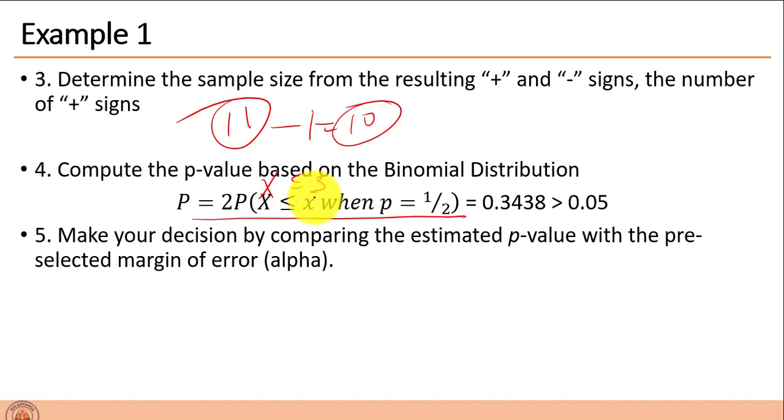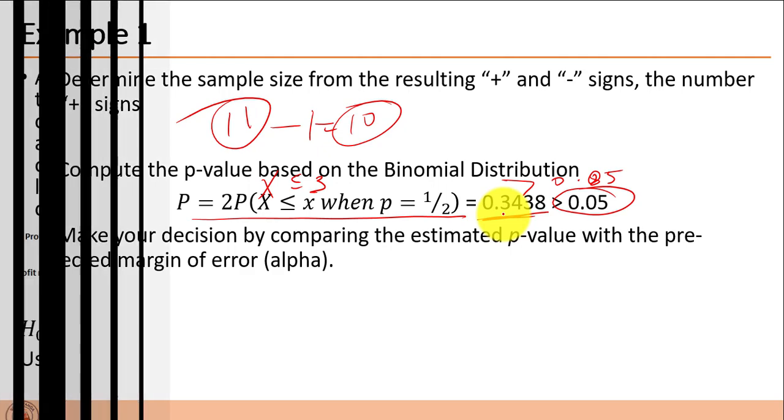Since the positive values were 3, we find this one, multiply by 2, and we get this one. Now this is greater than 0.05. That is our pre-selected alpha value. Once the p-value is greater than the pre-selected margin of error, we do not have statistical evidence to reject the null hypothesis.